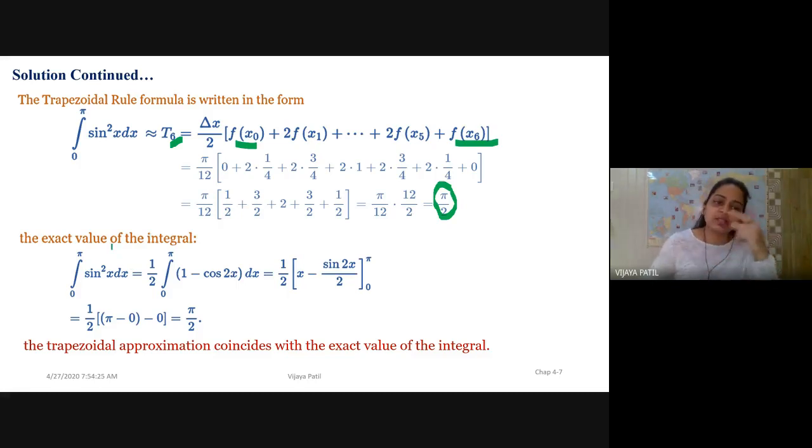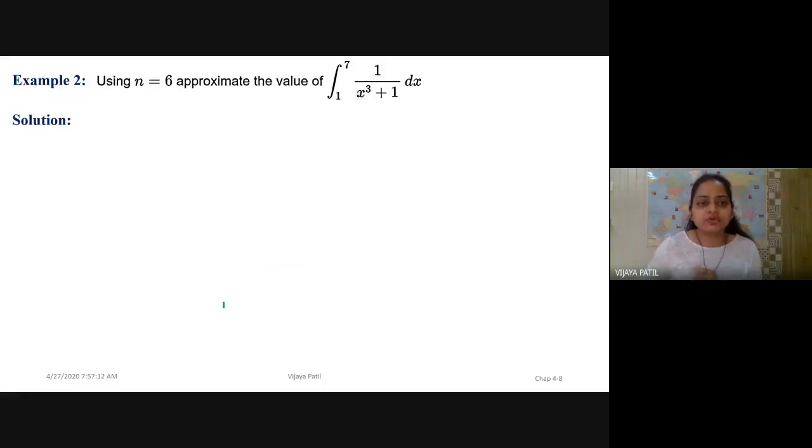Now, what exactly is the exact value of this integral? That means by the analytic method, it is this. What we do as the usual method is sine square x equals 1 minus cos of 2x over 2, and then 1 minus cos of 2x is integrated with respect to x, and after putting the upper and lower limits of this integral, we're going to get pi by 2. So in this particular example, the trapezoidal approximation and the exact value are going to coincide, because the answer from both methods is the same, pi by 2. Let us go for one more example.